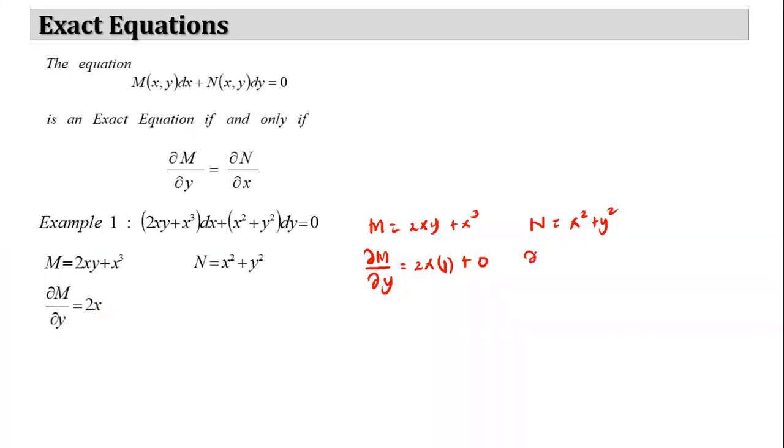Then for N, we shall differentiate partially with respect to x. When you are differentiating with respect to x, you are holding y constant. So for x^2, the derivative is 2x by the power formula, and the derivative of y^2 with respect to x is 0. Therefore, the partial derivative of N with respect to x is equal to 2x, and you notice that the partial derivative of M with respect to y is equal to the partial derivative of N with respect to x, and therefore this equation is an exact differential equation.